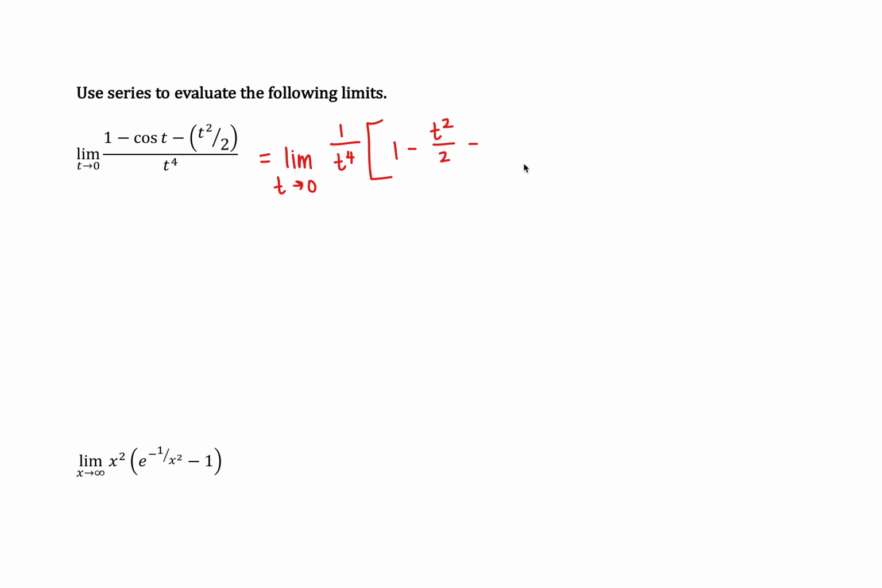Well, cosine t can be represented as a series, and it's going to look like this. It's going to be 1 minus t squared over 2 factorial plus t to the 4th over 4 factorial minus t to the 6th over 6 factorial plus t to the 8th over 8 factorial. And I could keep going, but I'm not going to. But that is cosine t written out as a series. The negative here in front of that series is going to, of course, change all of the signs.